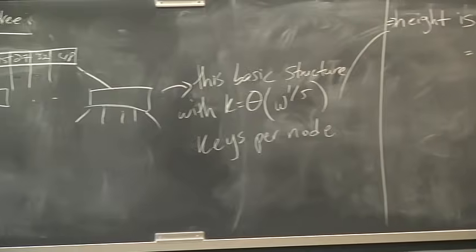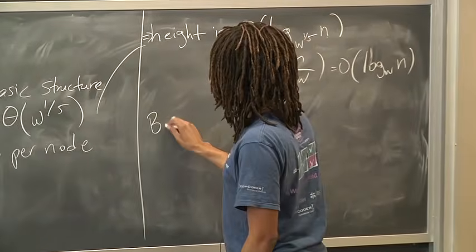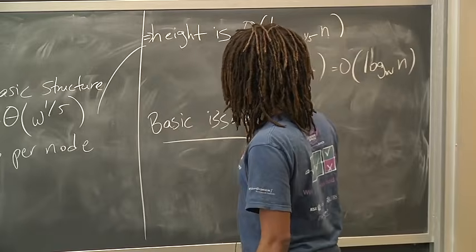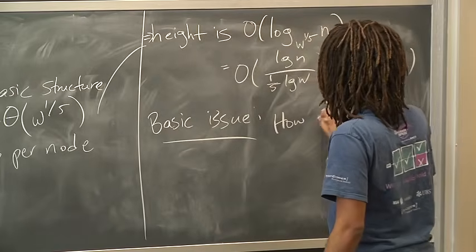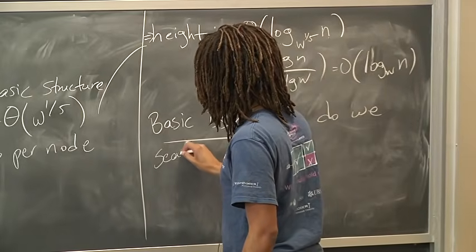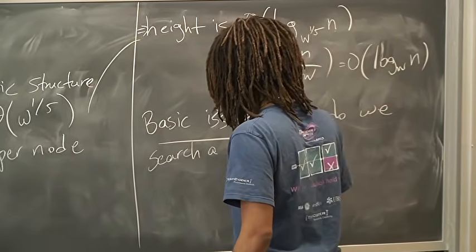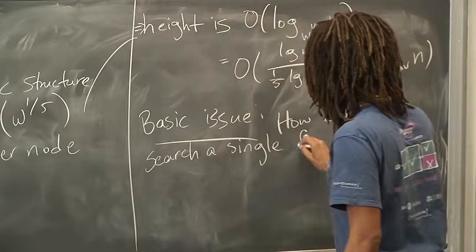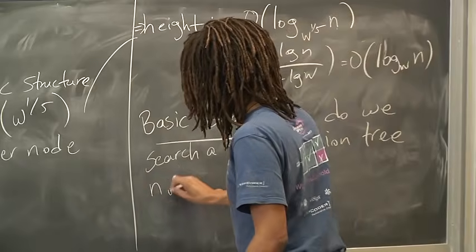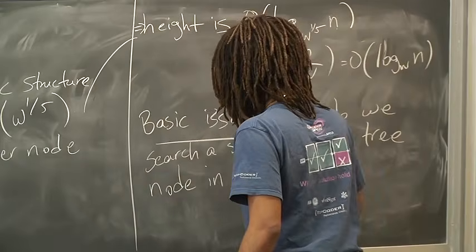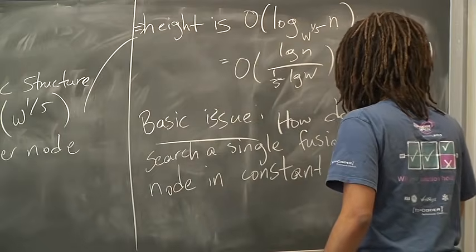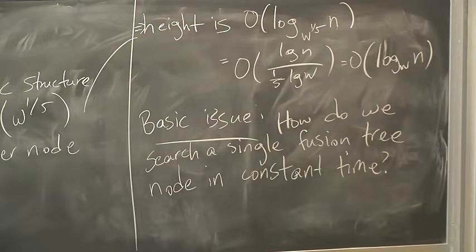Okay, so the basic issue is: how do we search a single fusion tree node in constant time?